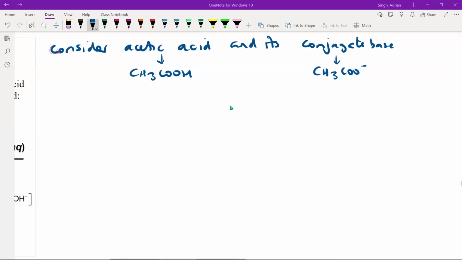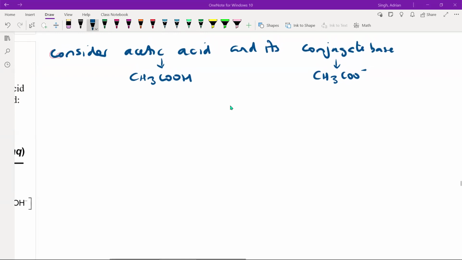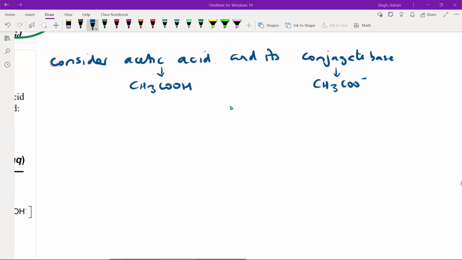Okay, so now that we have a general idea of how we can predict the strengths of the conjugates of acids or bases, let's take a look now. We're going to bring back in some calculations. And we're going to consider a specific example. We're going to consider acetic acid, which is a weak acid, and we're going to also consider its conjugate base, which is the acetate ion.